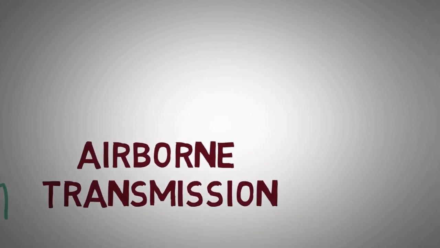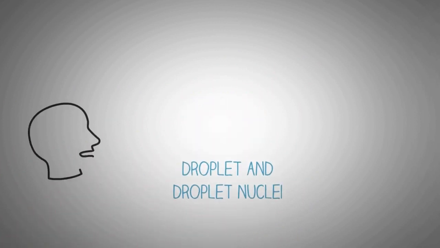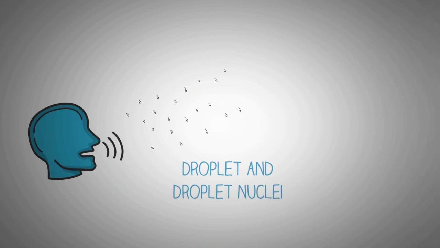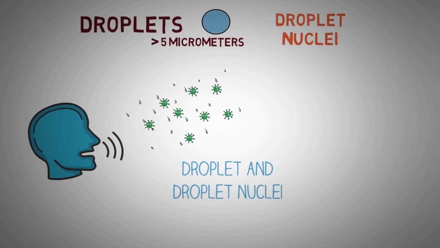Airborne transmission is the spread of infection by droplet nuclei or dust in the air. Whenever an infected person coughs or sneezes, small droplets of water are released in the air. These small particles contain millions of viral particles. These water particles are known as droplets if they are more than 5 micrometers in diameter, and droplet nuclei if they are less than 5 micrometers in diameter.